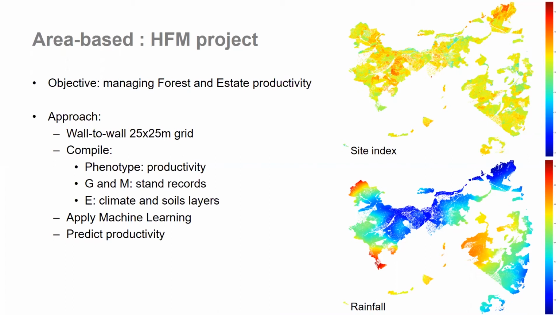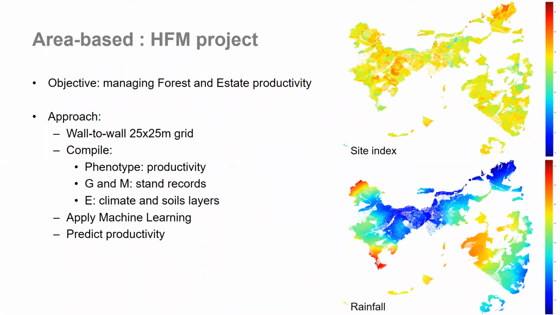Firstly, phenotypic data itself, which quantifies productivity in the form of site index and 300 index in this study. Then we add information about genetics and management, and this information comes from the forest owner's stand record system. And finally, we add information about environment in the form of climate and soils layers.